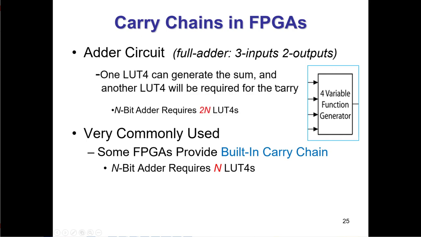One LUT 4 can generate the sum, and another LUT 4 will be required for the carry. So an n-bit adder requires 2n LUT 4s. But if you add the carry chain, then you drop it from 2n to n. So if you don't have the carry chain, it doubles the number of LUT 4s for the adder.